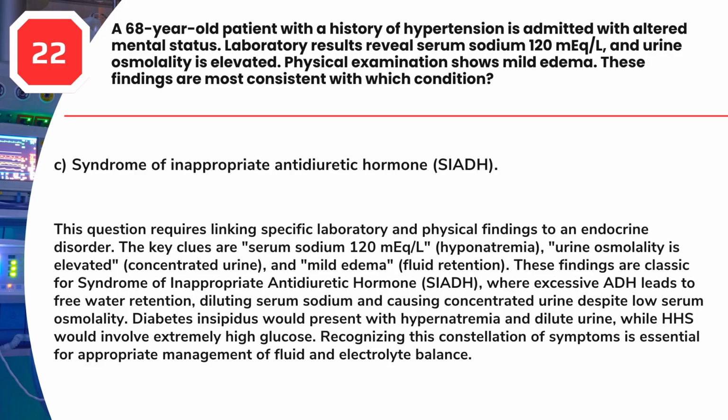Diabetes insipidus would present with hypernatremia and dilute urine, while HHS would involve extremely high glucose. Recognizing this constellation of symptoms is essential for appropriate management of fluid and electrolyte balance.